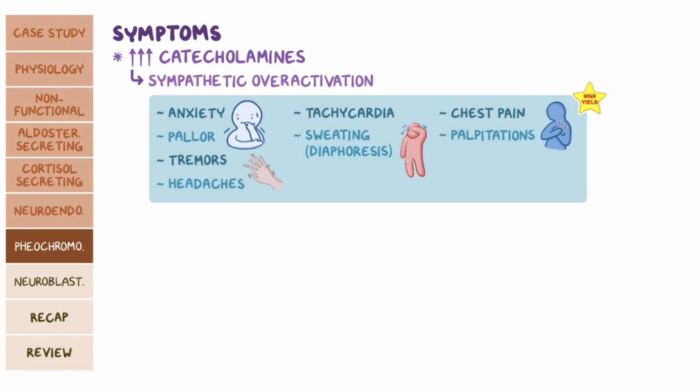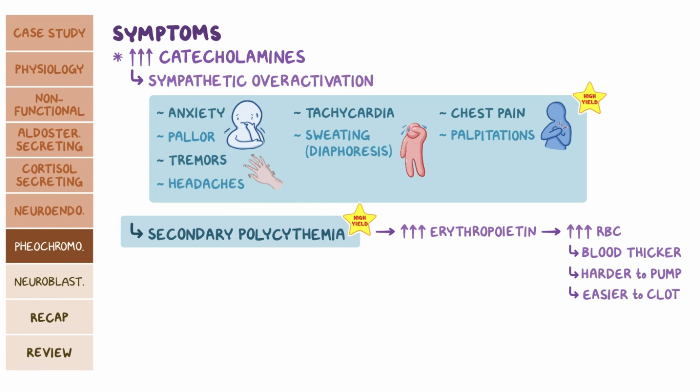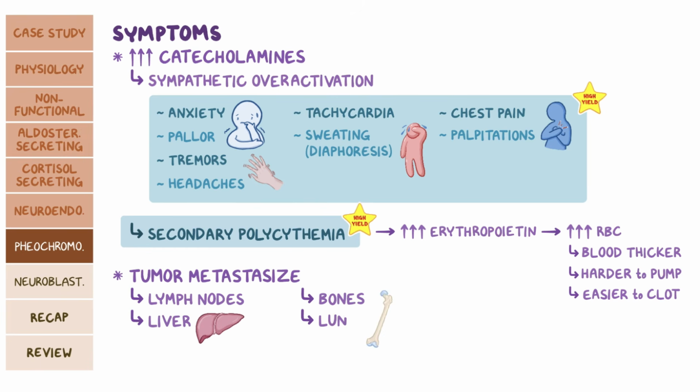In some cases, individuals can also develop a paraneoplastic syndrome called secondary polycythemia, where the tumor also secretes erythropoietin. Excess erythropoietin leads to red blood cell overproduction, which makes the blood thicker, harder to pump, and easier to clot. Finally, in the rare case of malignant pheochromocytoma, the tumor can metastasize, most commonly to lymph nodes, liver, bones, and lungs, and cause organ-specific symptoms.